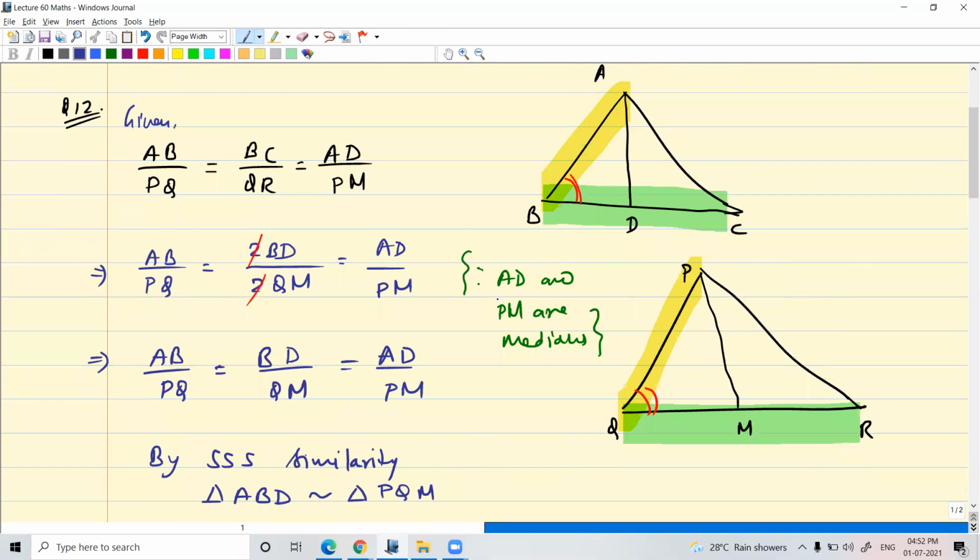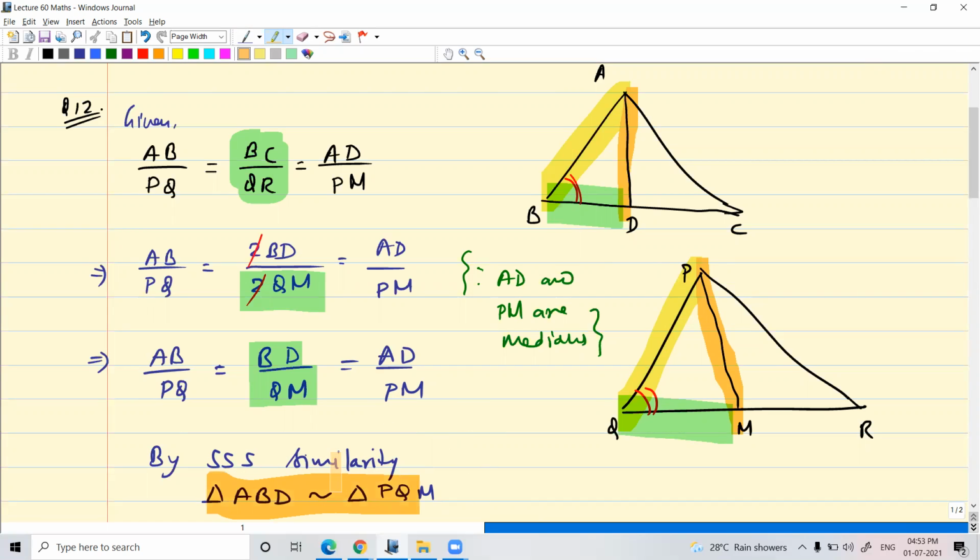Confirm. What did we do? Very simple idea. BC by QR was given that they are already in ratio of the other two sides. So we split it up as 2 times of BD and 2 times of QM. So 2 got cancelled and we got this ratio BD by QM. What did that do? We got this side and this side in ratio, and the third side was already given that it is in ratio.